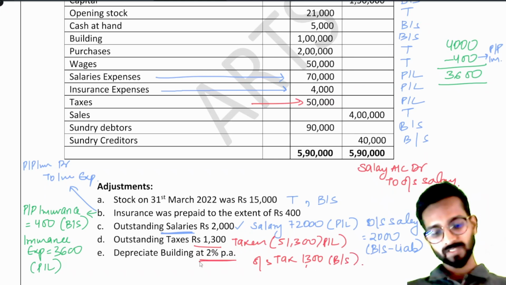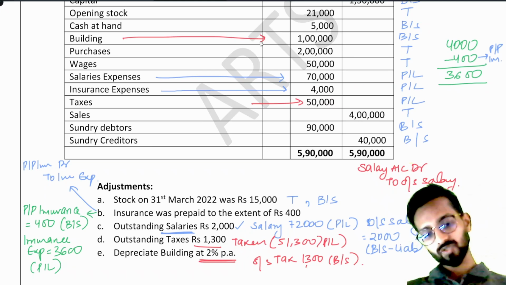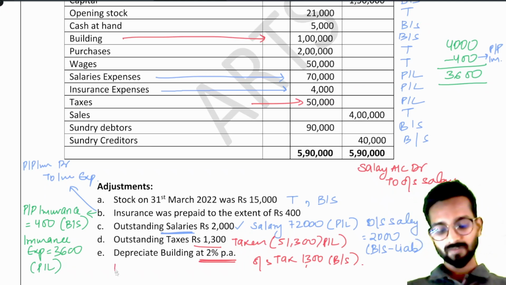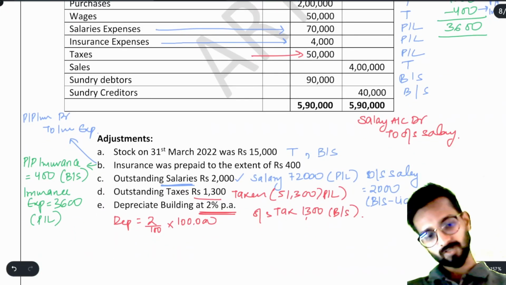Depreciate building at 2% per annum. Where is the building? Building is here, 1 lakh. So in building, depreciation will be charged. So depreciation of 2%, 2 by 100 of 1 lakh. That is nothing but how much? 2,000.